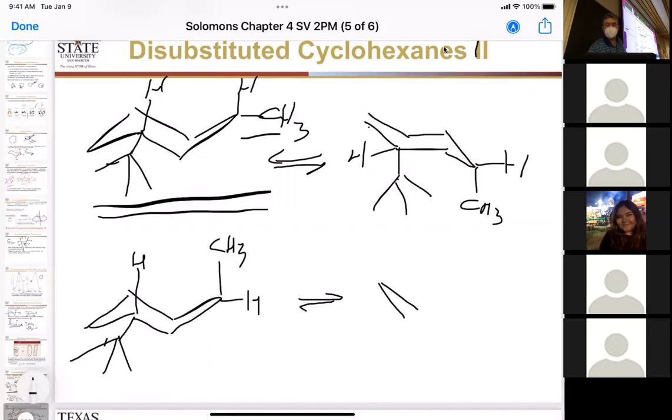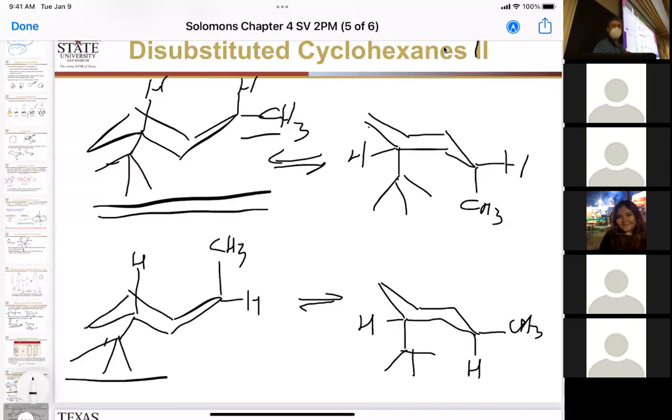And if we flip that over, we now have this methyl group, finally, in the equatorial position. But now we have this T-butyl group in the axial position. Is there a favorite location for this structure? Which side is going to be more stable, have lower energy? The one on the left, right? The largest group in the equatorial position is going to be lowest in energy. All right, questions about that?